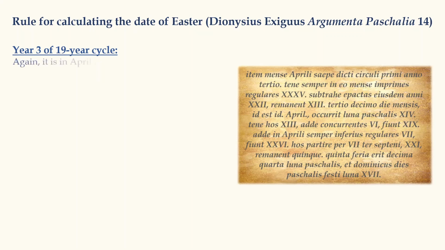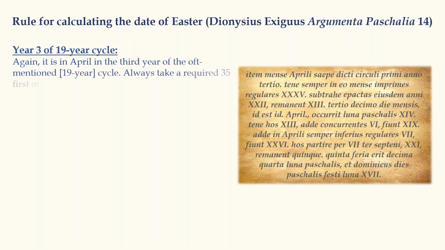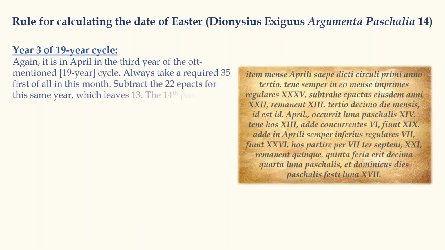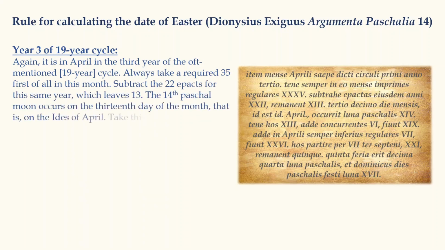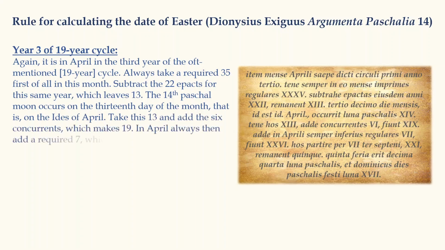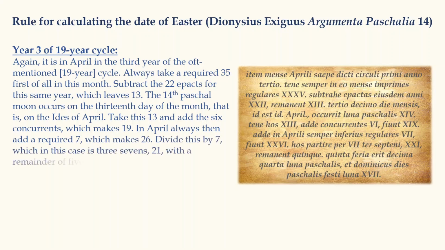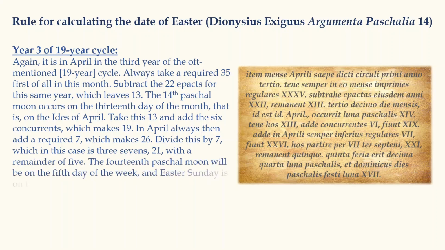Again, the 14th Paschal moon is in April in the third year of the 19-year cycle. Always take a required 35 first of all in this month. Subtract the 22 epacts for this same year, which leaves 13. The 14th Paschal moon occurs on the 13th day of the month, that is, on the Ides of April. Take this 13 and add the 6 concurrents, which makes 19. In April, always then add a required 7, which makes 26. Divide this by 7, which in this case is 3 7s, 21, with a remainder of 5. The 14th Paschal moon will be on the 5th day of the week, and Easter Sunday is on the 17th moon.